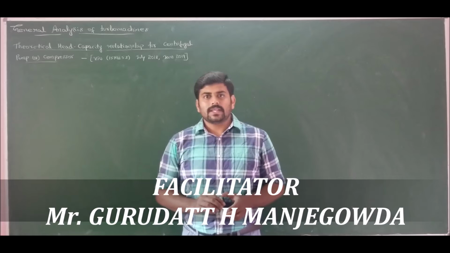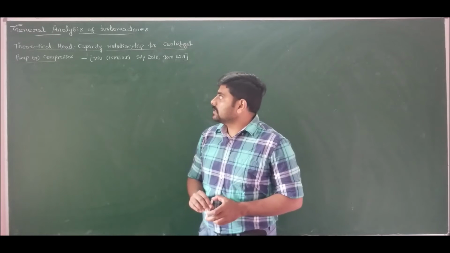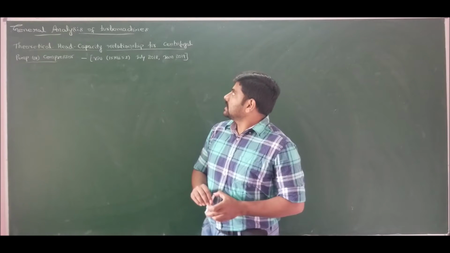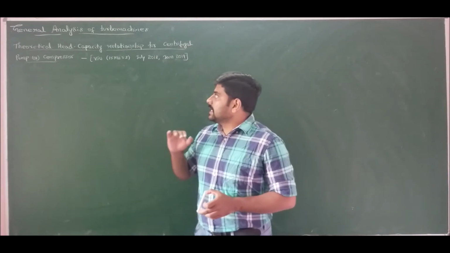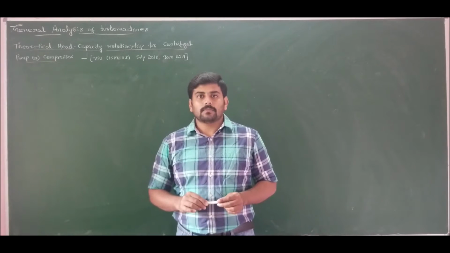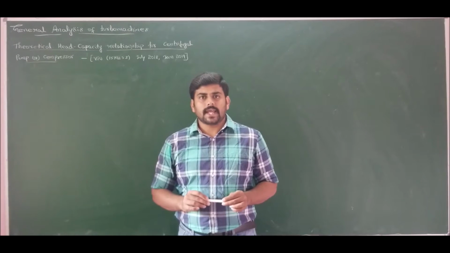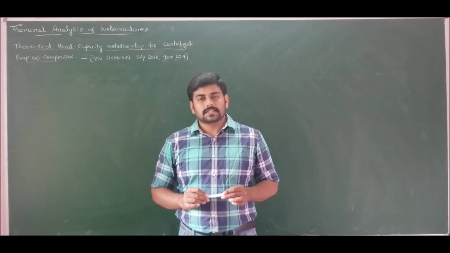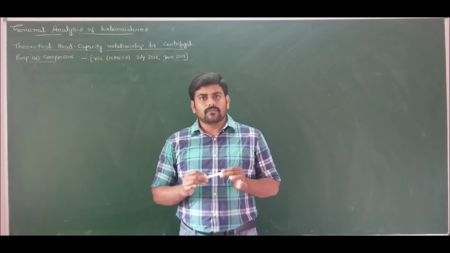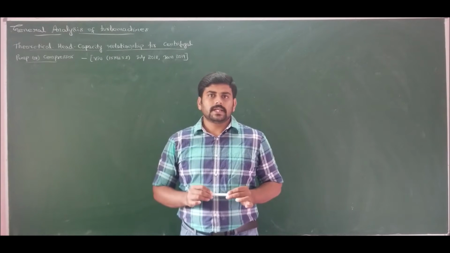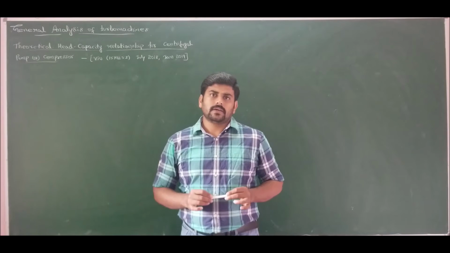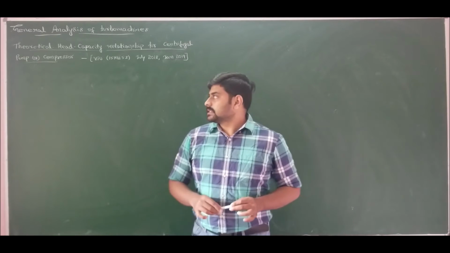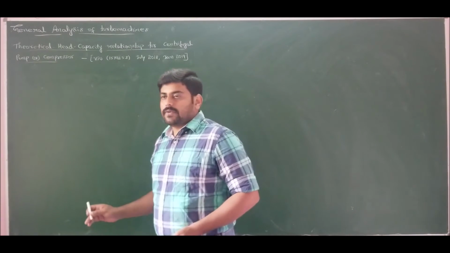So moving to the final theory concept of this module 2, and one of the most important theoretical concepts, that is the theoretical head capacity relationship for centrifugal pump or compressor. Before deriving it, one should know the different velocity triangles for centrifugal pump. First, let us discuss the velocity triangle for centrifugal pump, and later we will derive the theoretical head capacity relationship and discuss the effect of blade discharge angle on head for a constant flow rate. Let us discuss the velocity triangles for centrifugal pump first.